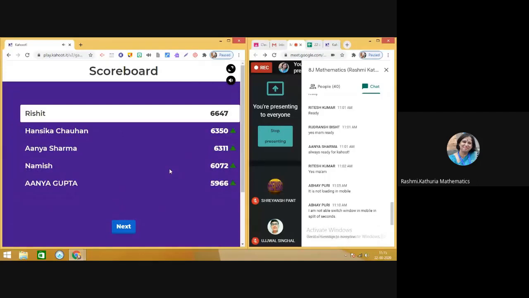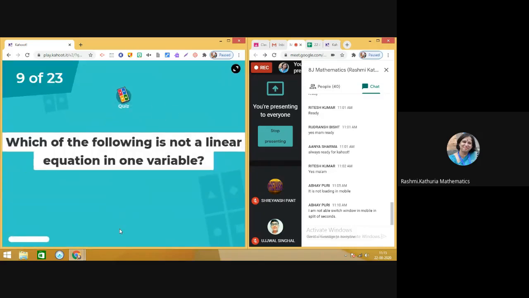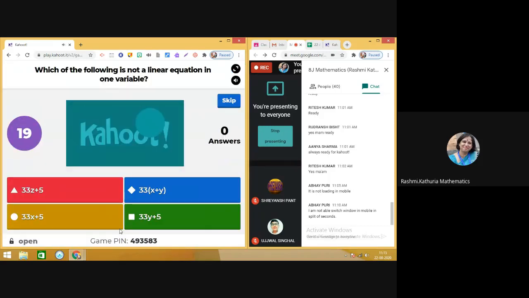Oh, there is a change. Rishit, Hansika, Anya, Namish, Anya Gupta. Well done. Moving on to the next question. Get set, go. Here it's a reverse question. Which of the following is not a linear equation in one variable?